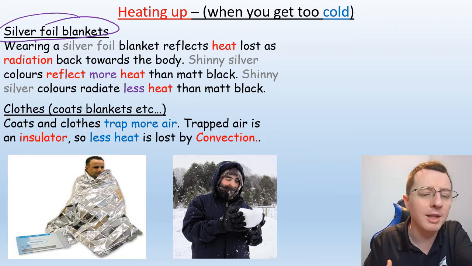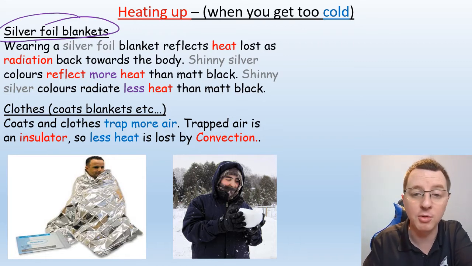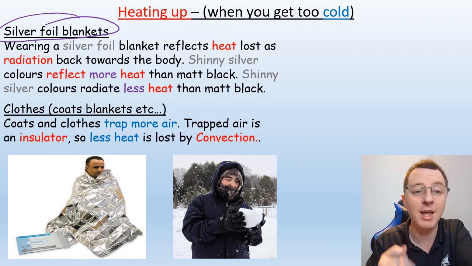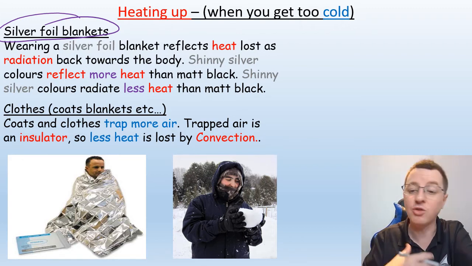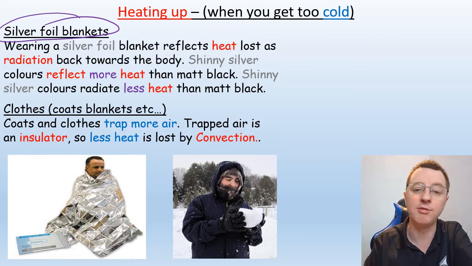But more commonly you'll see people who are cold putting on clothes and blankets. Now coats and clothes will trap more air within their fibres, and as we've already mentioned, trapped air is an insulator. It slows the movement of heat energy, so less heat is lost by convection.